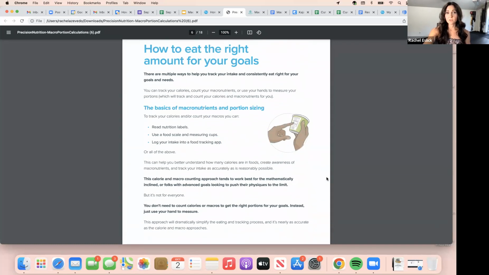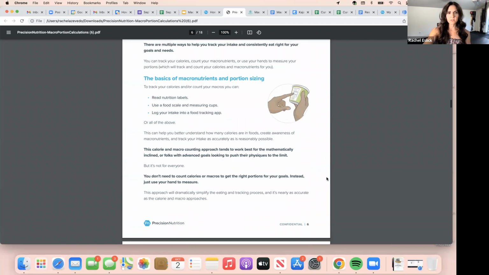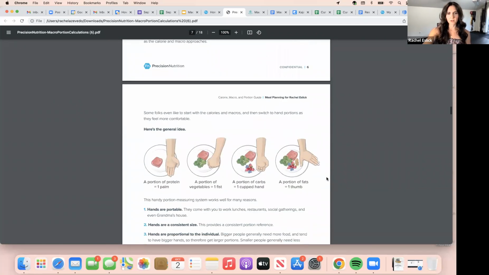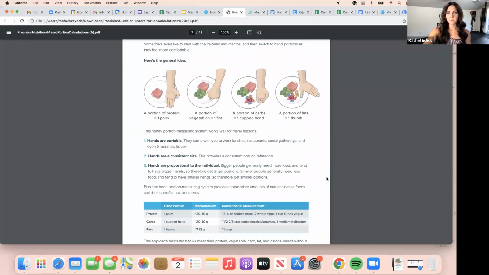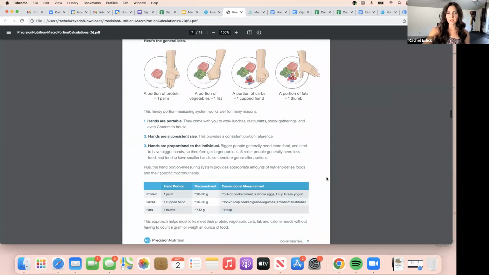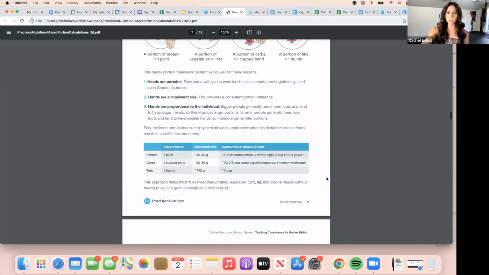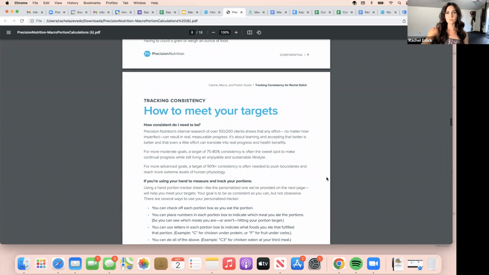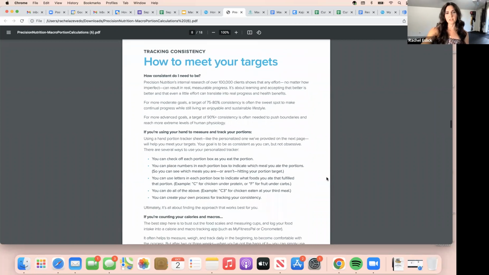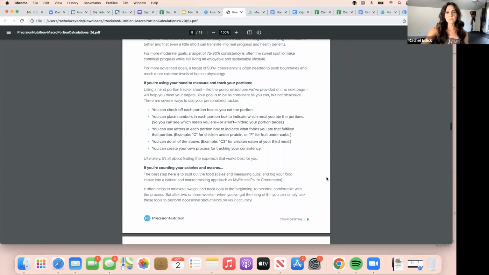And then it's just talking about how to eat right for your goals. This is all stuff that you guys can read at your leisure. This is some hand portions if you didn't want to weigh and measure your food, which I would suggest that you or anyone do at least initially to get a really good understanding for what the values of things are.